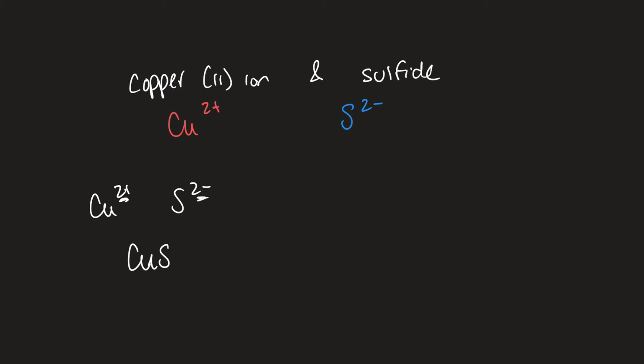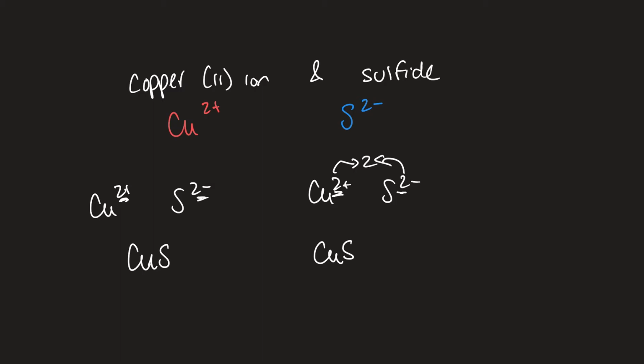Let's look at it from a least common multiple perspective. So from least common multiple, you have Cu2+, S2-. You look at the numbers: what's the least common multiple between 2 and 2? Well, it's 2. How many times does 2 go into 2? Once. How many times does this 2 go into 2? Once. So then CuS.